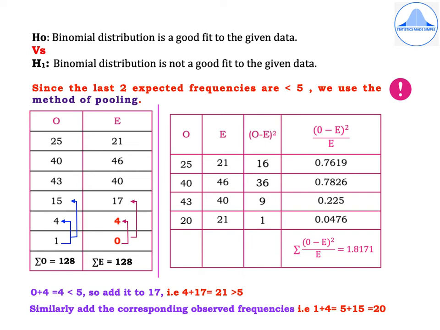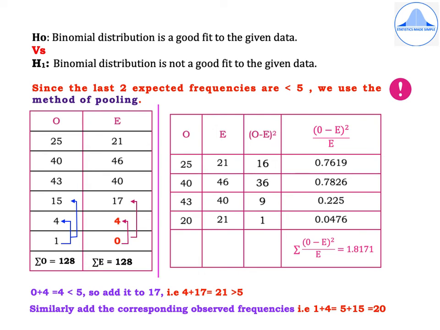Then form a table with two columns, that is the observed frequencies, which are given to us in the problem, and the expected or theoretical frequencies, which we just now calculated. So the observed frequencies O are 25, 40, 43, 15, 4 and 1, and we get summation O equal to 128. The corresponding expected frequencies are 21, 46, 40, 17, 4 and 0, and summation E is equal to 128.